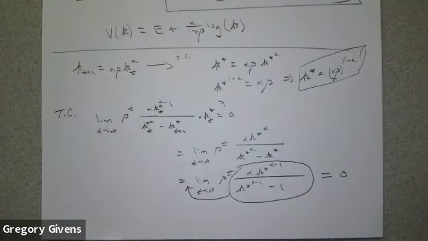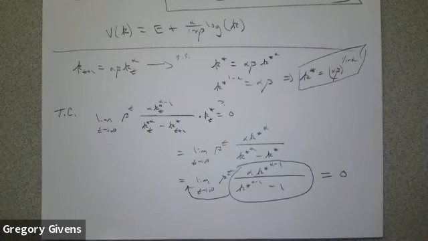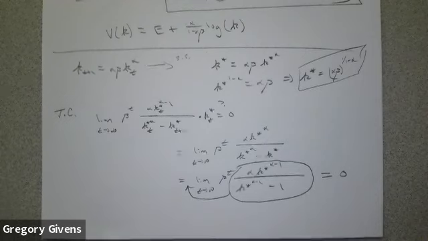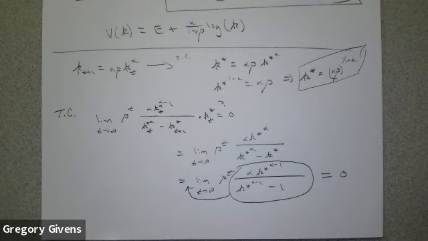So the transversality condition will hold trivially in this model, and it's because the capital stock converges to this steady state. In a more general model that you cannot solve analytically, you would need to write down the transversality condition along with the Euler equations in order to characterize the equilibrium of the model. Okay, do you guys have any questions about that?